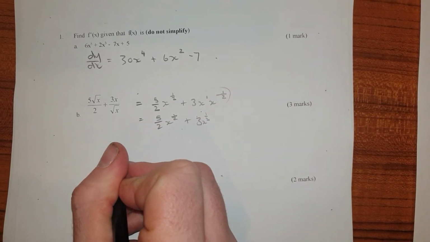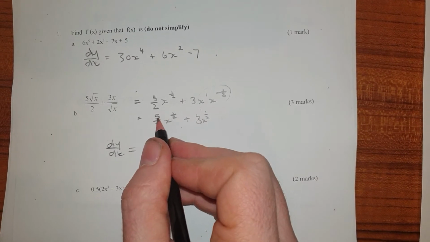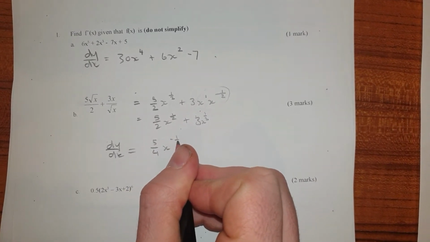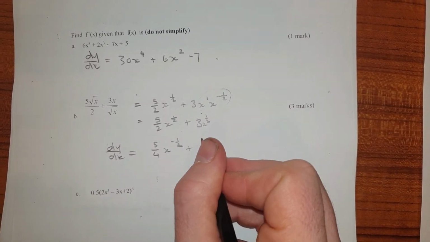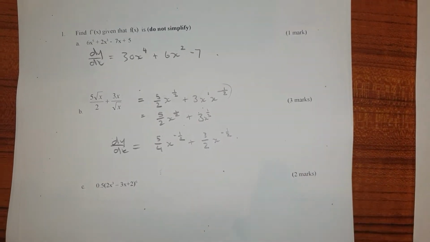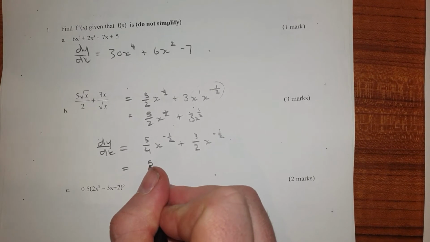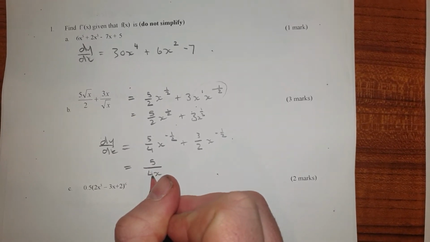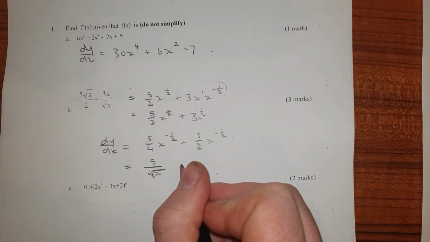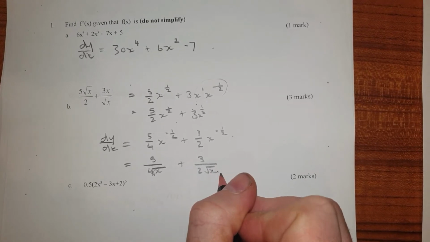So now if I find the derivative, then I bring my half down, so that ends up being 5 on 4, x to the negative a half, plus 3 on 2, x to the negative a half. And I'm happy to leave it like that. If you like, you could rewrite this as this, to the positive a half, or the square root of x. Same with this, 3 on 2 square root of x.